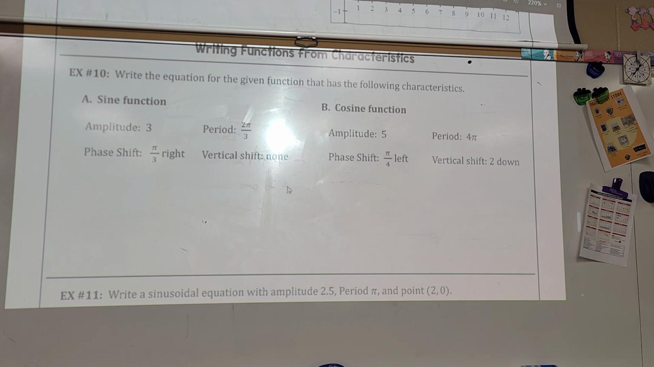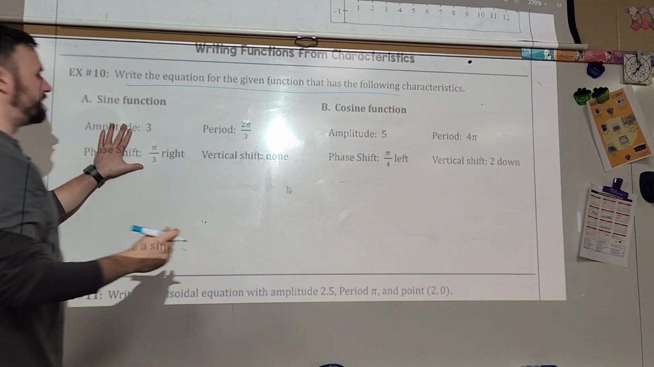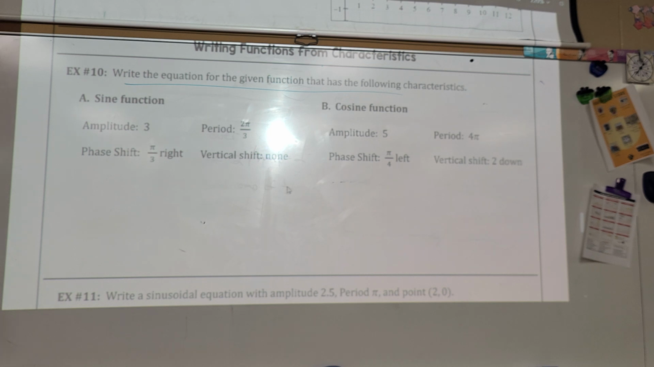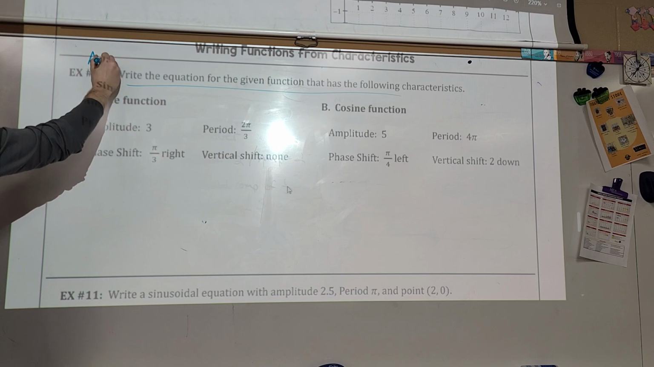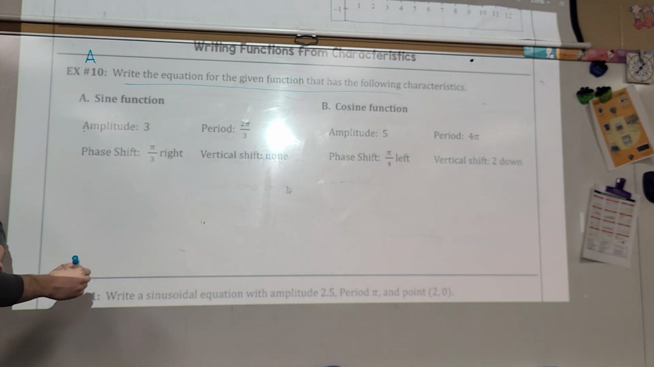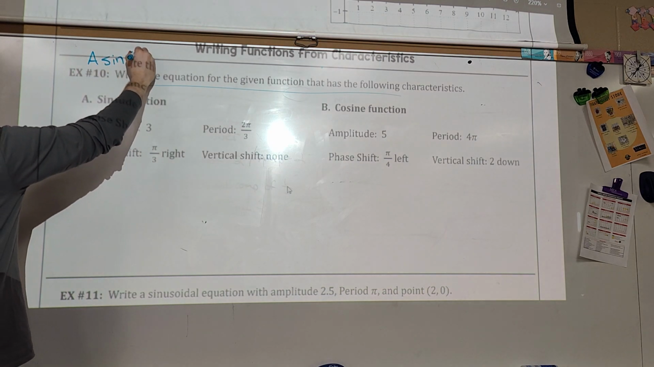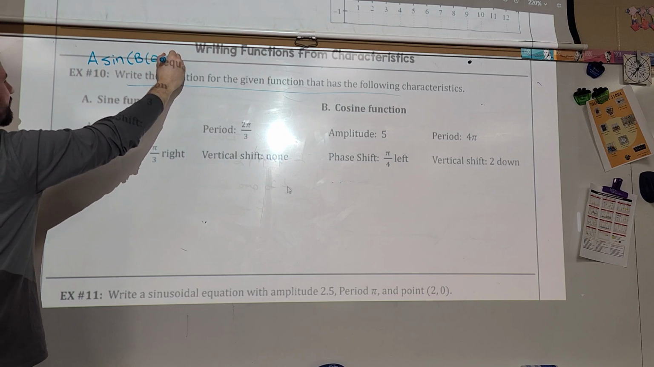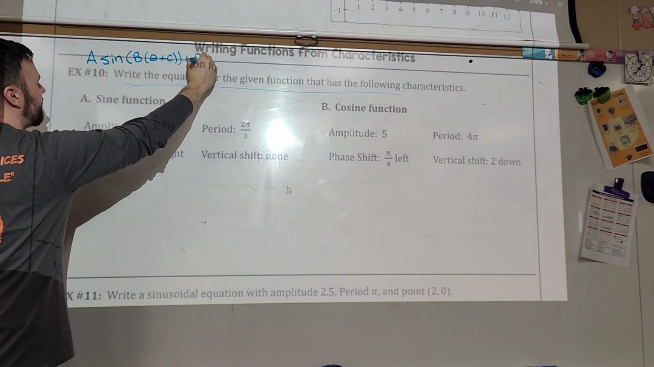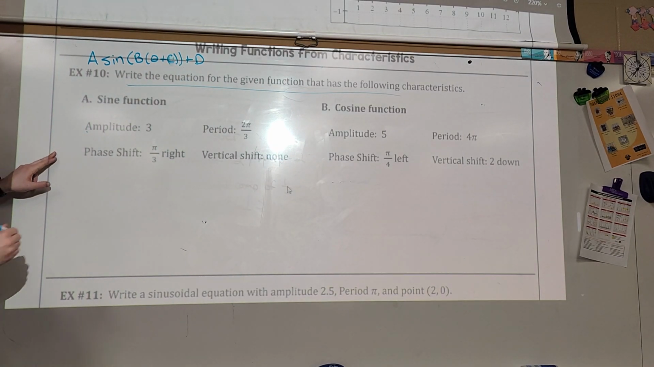All right. This is where things get a little bit dicier, but you guys will be able to do it. How do I go backwards? How do I write the equation given the characteristics? Remember, we're thinking about this as A sine of B times theta plus C, plus D, right? Something like that. So where's my amplitude go?